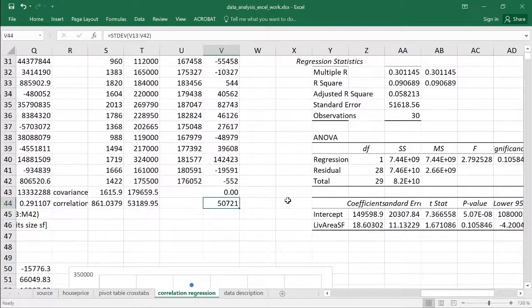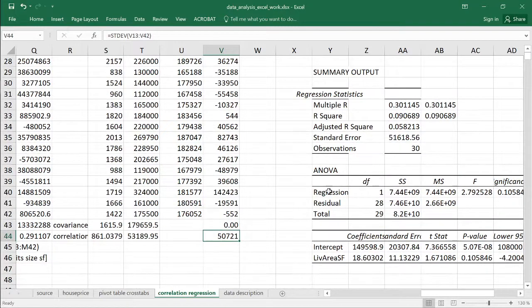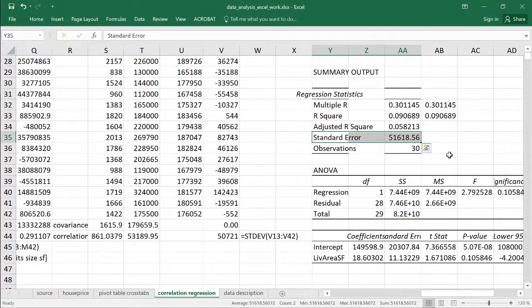And now this number is about 51,000. And it should be noticed that this 51,000 is what is produced here in this summary table from using the add-in. So the 51,600 here and the 51,700, these are actually measuring the same magnitude of errors. There are technical reasons, which should not bother us, for this difference. If the sample size increases, that difference becomes smaller and smaller.